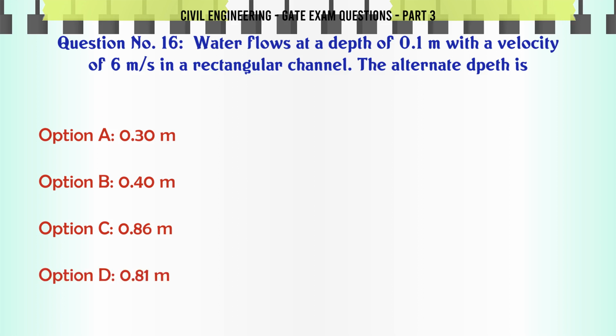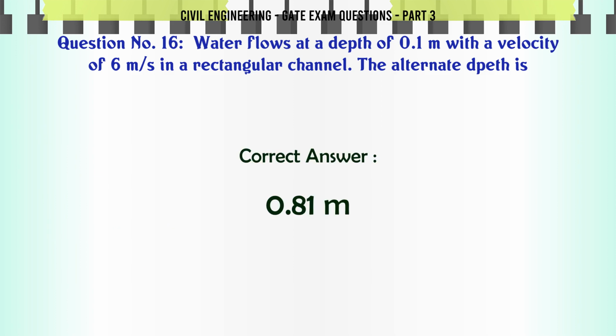Water flows at a depth of 0.1 m with a velocity of 6 m/s in a rectangular channel. The alternate depth is A. 0.30 m, B. 0.40 m, C. 0.86 m, D. 0.81 m. The correct answer is 0.81 m.